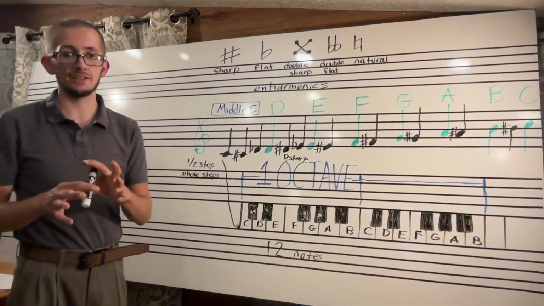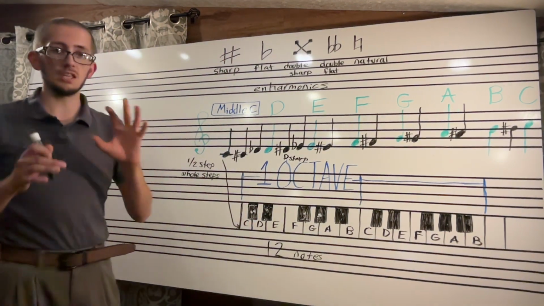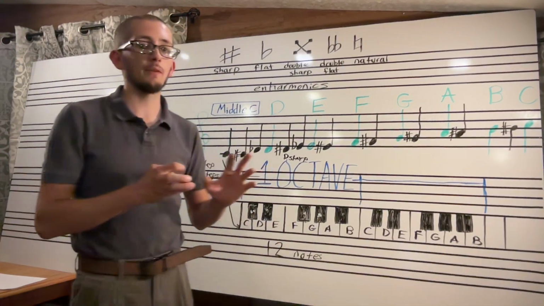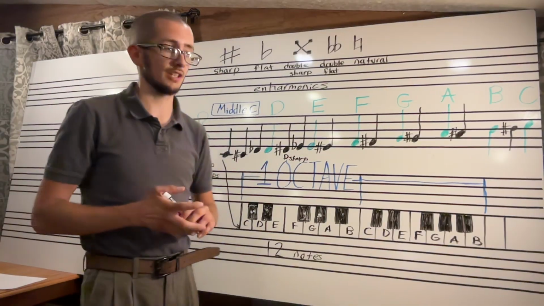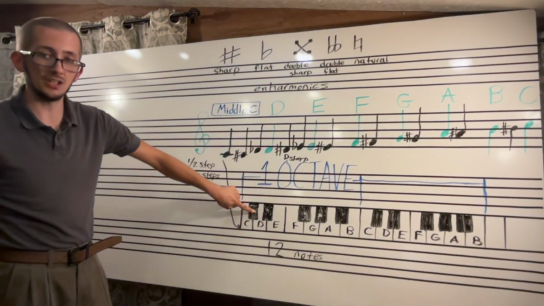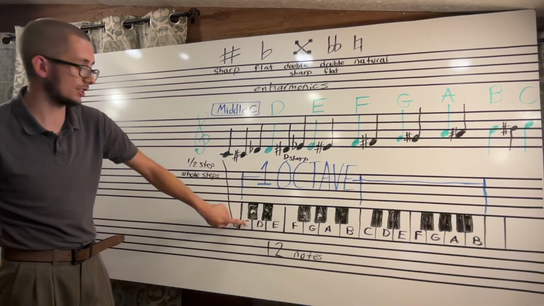Beyond the scope of this lesson, but just keep this in the back of your mind for now, because you will understand why we have so many different ways of writing the same pitch. So this D flat is an enharmonic equivalent of C sharp.